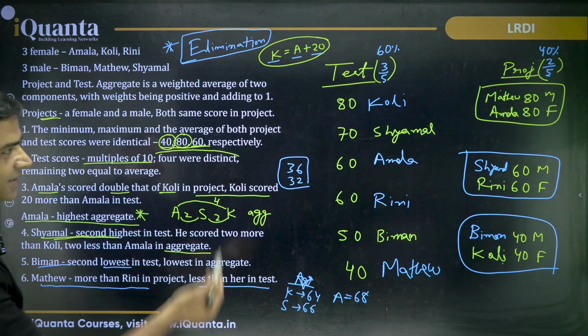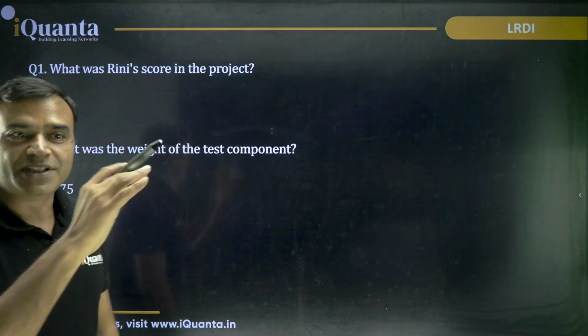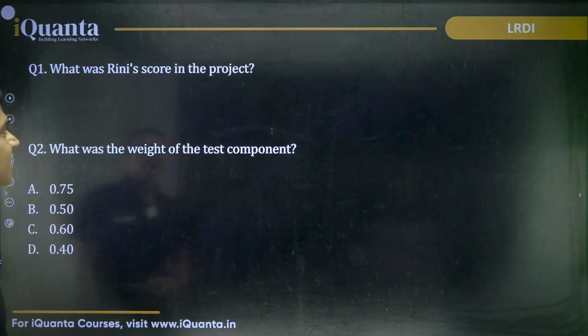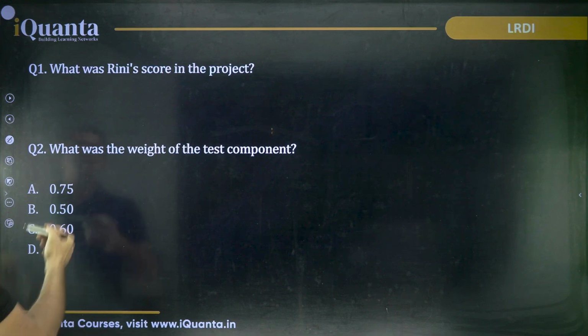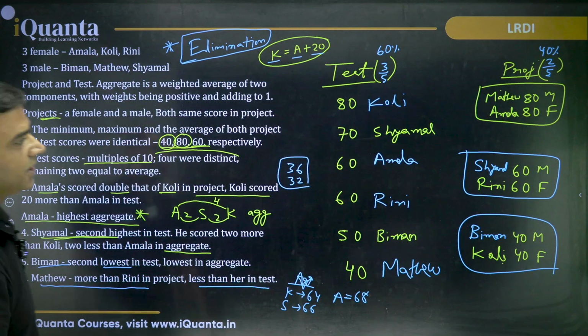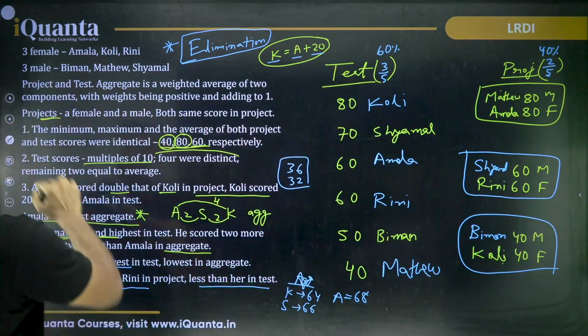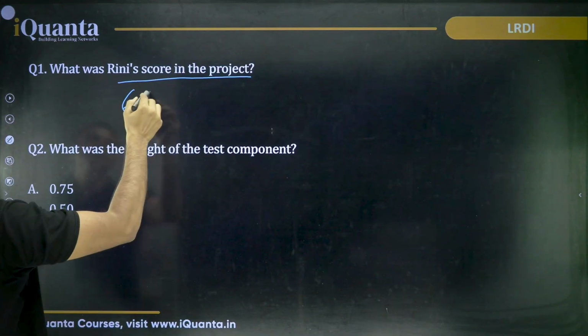Right. So let's see what questions we have. And that's the beautiful part of LR, that once you're done with the data derivation, you only have to answer the questions just by looking at the values that you have. What was Rini's score in the project? Rini's score in project is 60. Fantastic. So this is 60.